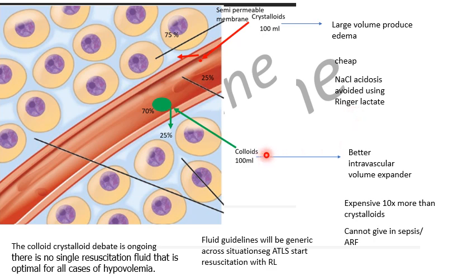Fine. What about colloids? Better intravascular expansion, we know it. It is 10 times more expensive. Cannot give in sepsis and ARF. I will again come to colloids in a separate discussion. Unless I build up your basics layer by layer, it is difficult for me to just throw information about colloids. You will start learning by hearting. That is not going to help you in the NEET exam as well as in the long run.